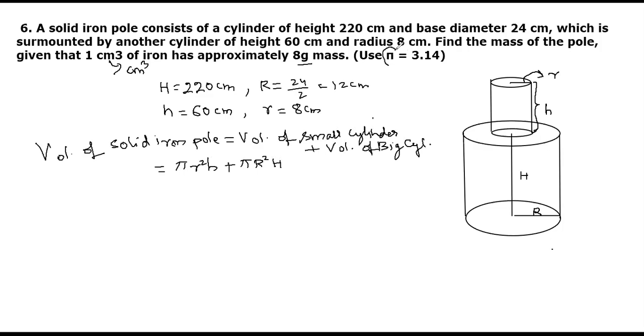Here pi is given as 3.14. When pi is given as 3.14, we have to use 3.14, which means the answer will come in decimal. So we take pi common first. Small r square is 8 into 8 into the height of the cylinder, 60. Everything is given in centimeters. Plus capital R square, that is 12 into 12 into height 220 centimeters.